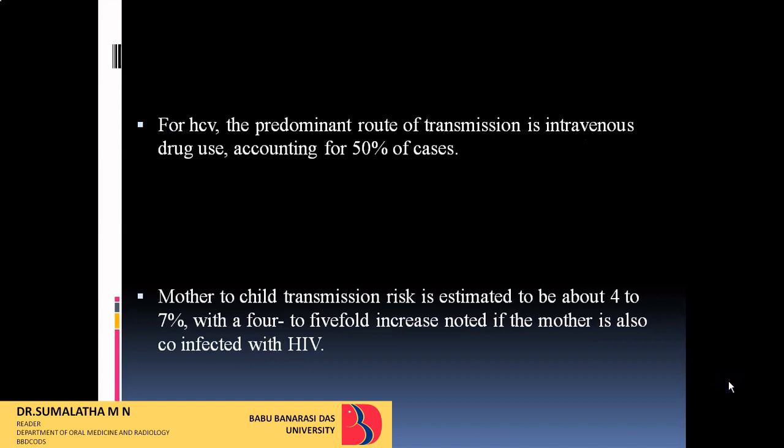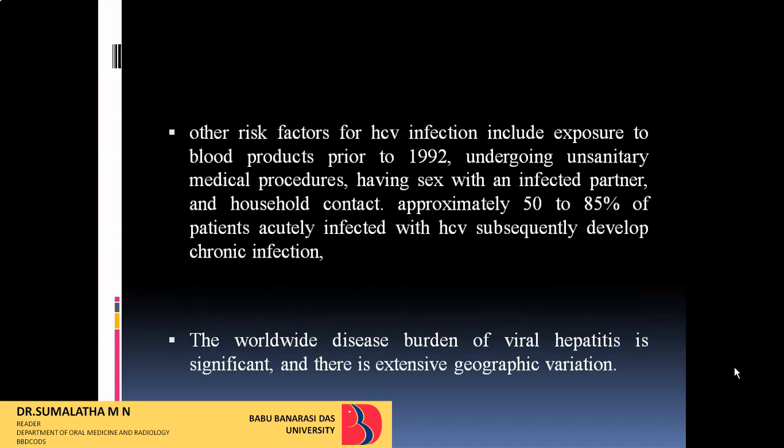For hepatitis C virus, the predominant route of transmission is intravenous drug use, which accounts for 50% of cases. The mother-to-child transmission risk is estimated to be about 4 to 7%, which will increase 4 to 5 times if the mother is also co-infected with HIV infection. The other risk factors for hepatitis C virus infection include exposure to blood products, which usually occurs prior to 1992, undergoing unsanitary medical procedures, having sex with an infected partner, and household contact.